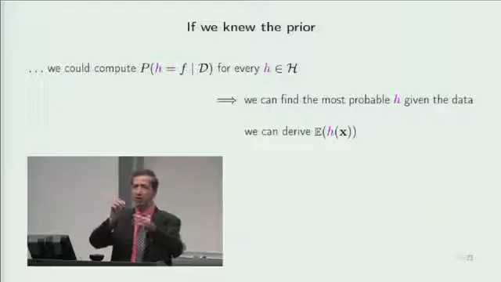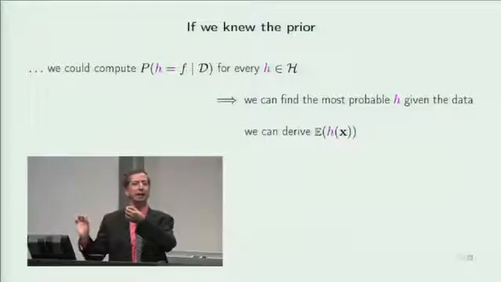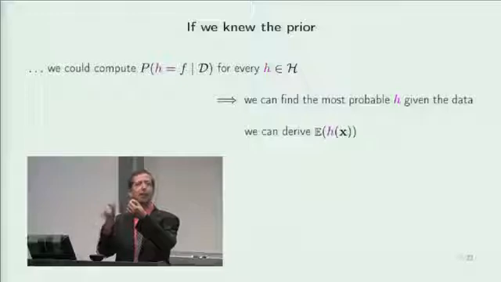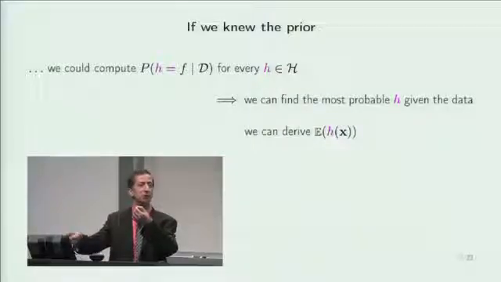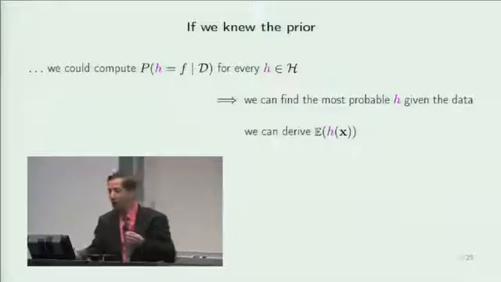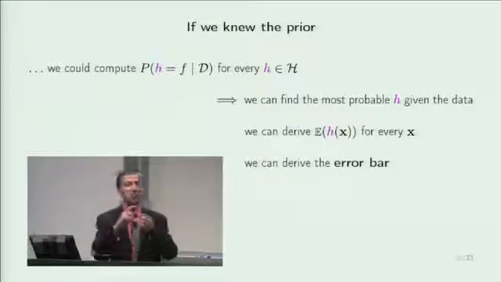If you want a good estimate of the value of the target function at any point X, why don't you take the value of H of X for every hypothesis in your set, okay? And put them together as expected value, because you have the probability distribution, and then you get a very good estimate of that, and you can even get an estimate for the error bar.